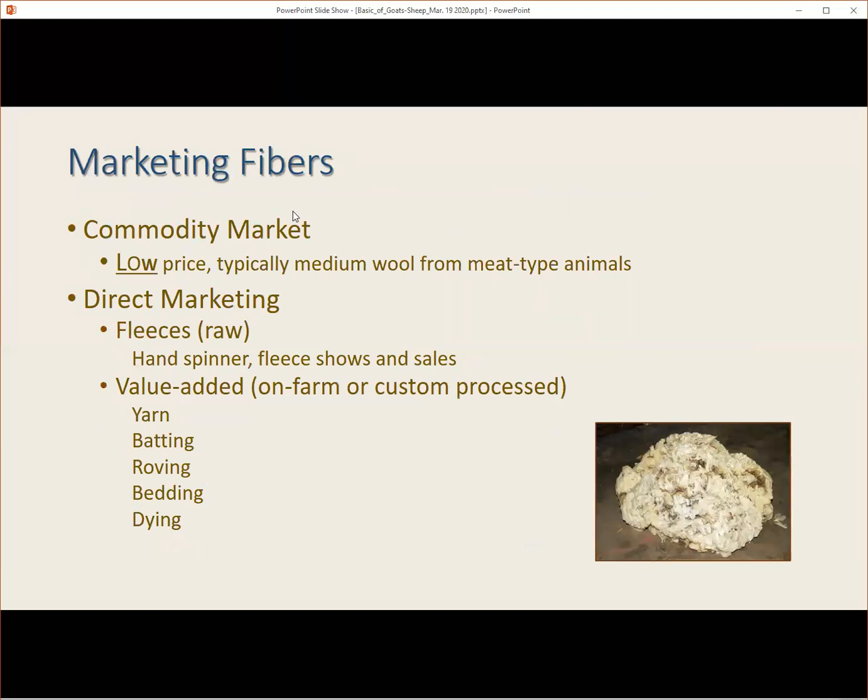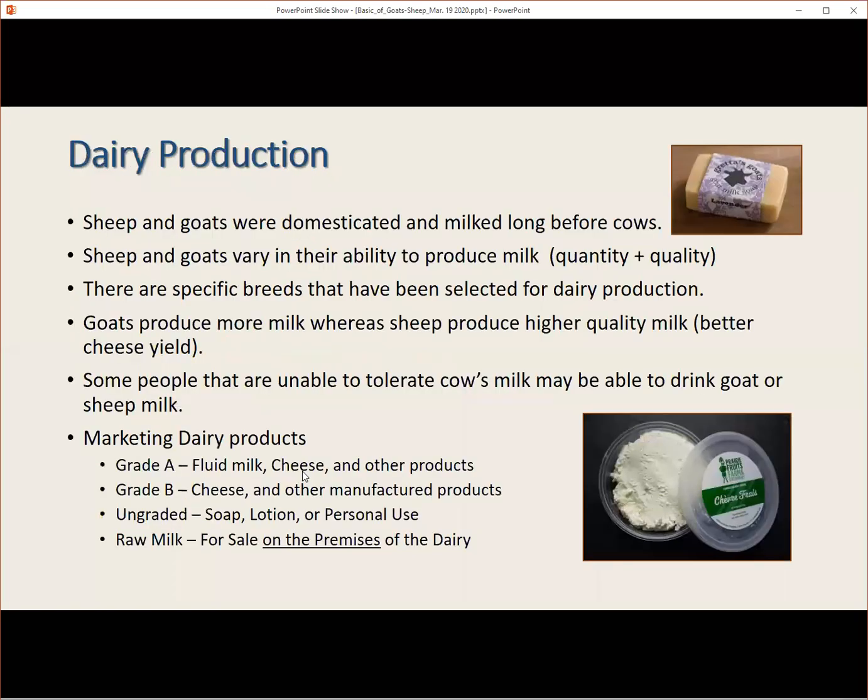Another thing when you're thinking about selling fiber, the commodity market, in other words, just selling it into the open market, that's going to be the lowest price you're going to get. Direct marketing is where we can get our premium prices. And then there's also the idea of even adding more value to that fleece by either doing on-farm or having it custom processed.